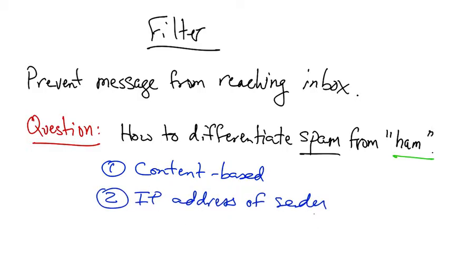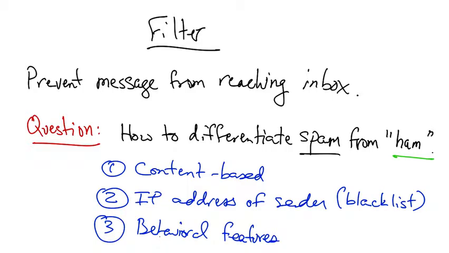Second, a filter might make a decision about whether an email message is spam or ham based on the IP address of the sender. This method is often called blacklisting. Third, we can construct filters based on behavioral features, or how the mail is sent. So, for example, if the mail is sent at a particular time of day, or if it's sent in a batch of emails that are all roughly the same size, then we may be able to figure out that a message is likely spam simply based on the sender's sending behavior.